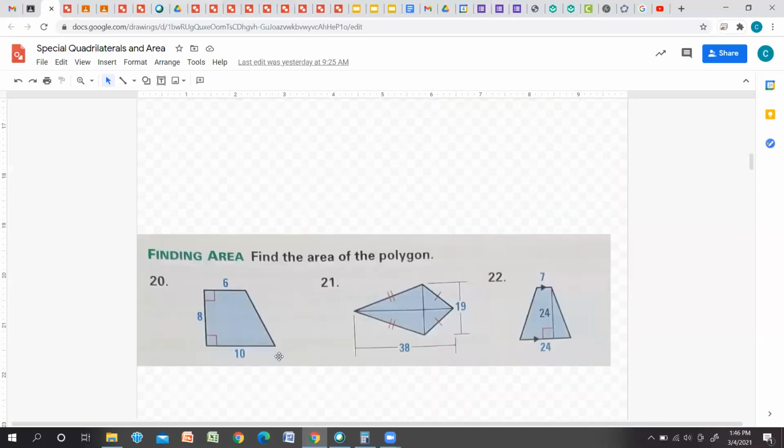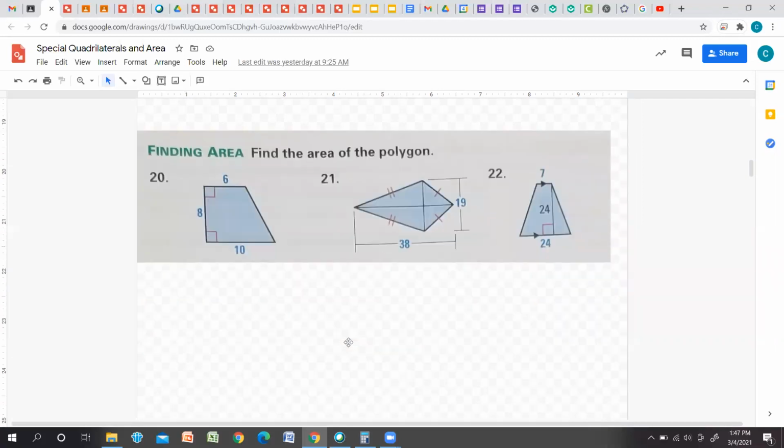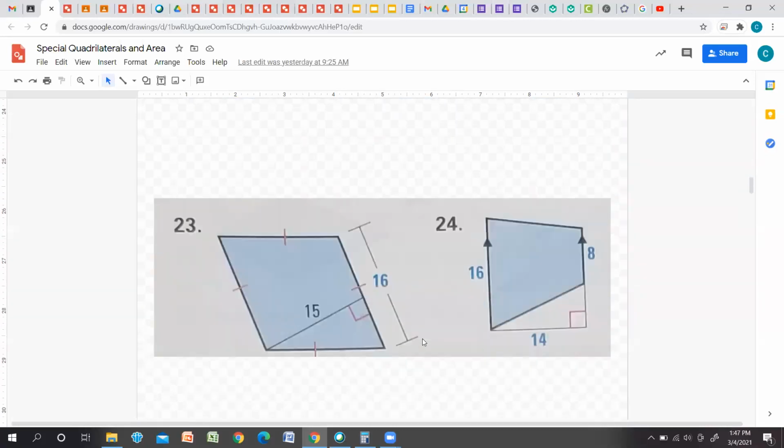Then the rest of it is finding the area. So first you have to identify the type of quadrilateral, then correctly apply the area formula. So sometimes it uses base length, sometimes it uses diagonals. Just make sure you know what type of quadrilateral it is so you can find the area.